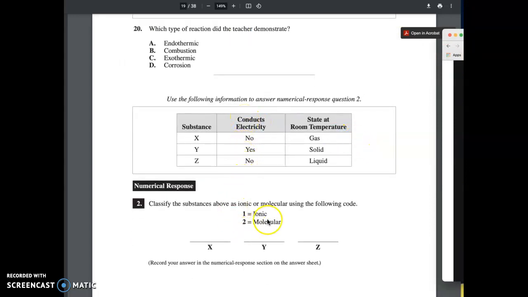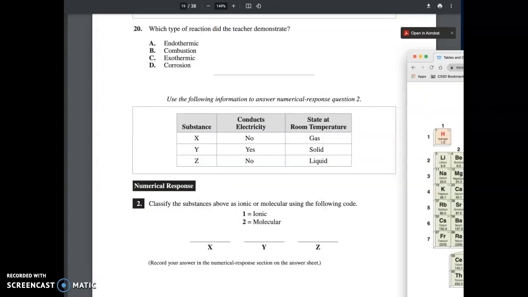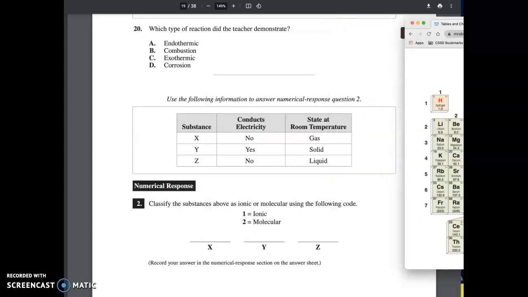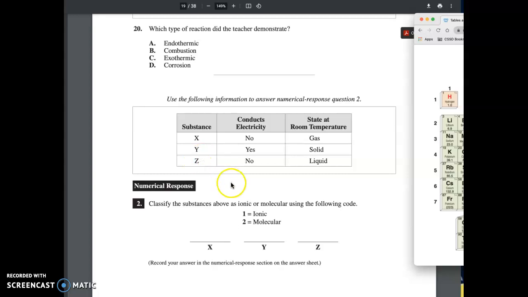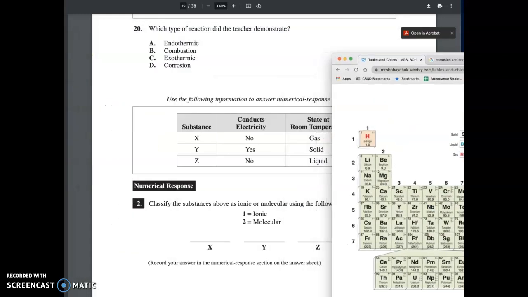What are these ones? Oh, okay, ionic and molecular. So back to our periodic table. These guys conduct electricity and heat. These ones don't. So if they are molecular, that means it's a compound made of nonmetals. If it's ionic, it has nonmetals and metals together. So let's check it out here. Is it ionic or molecular using the following code? If it's a gas at room temperature and doesn't conduct electricity, it's probably nonmetal. Okay, so that's going to be molecular.